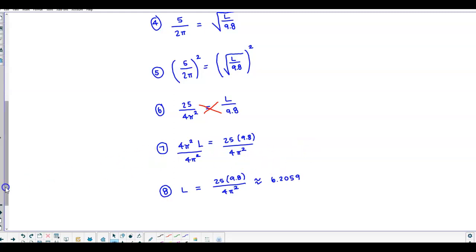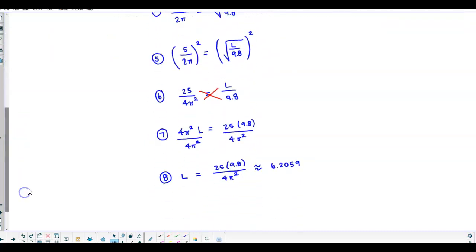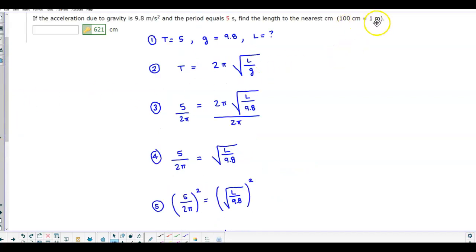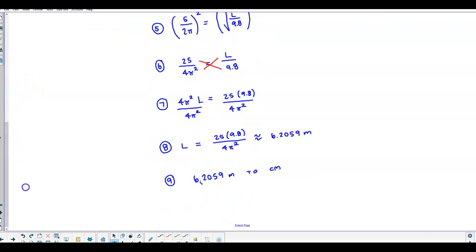Okay, so right now this is in terms of meters. And so we want to convert this 6.2059 meters to centimeters. In order to do that, you can see that the conversion goes from 100 centimeters is equal to 1 meter. So we're going to move this over 2 decimal places, 1 and then 2.